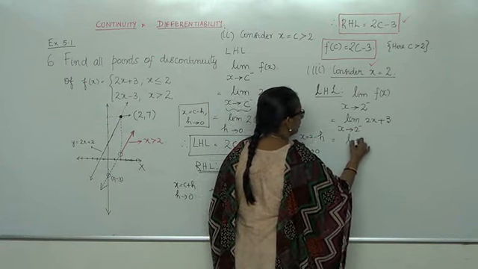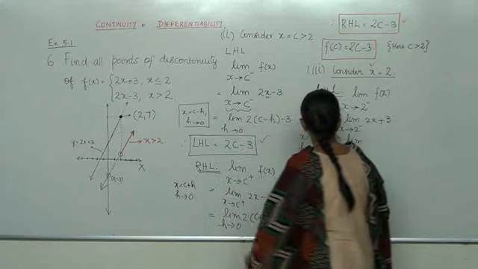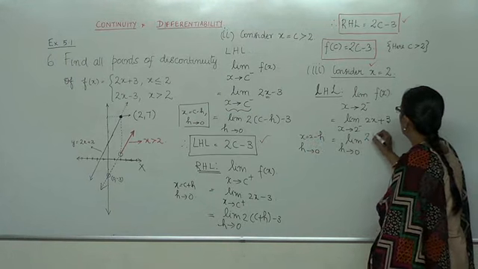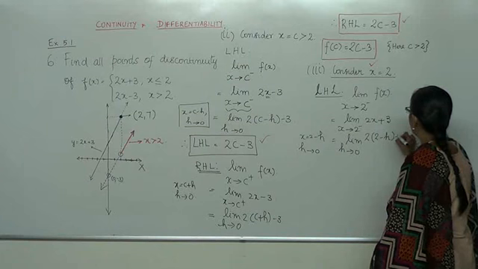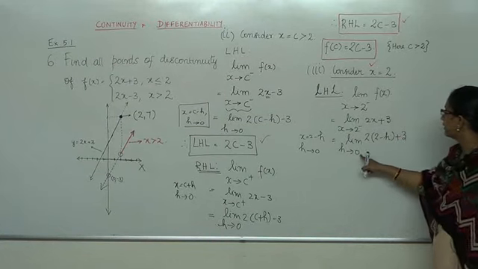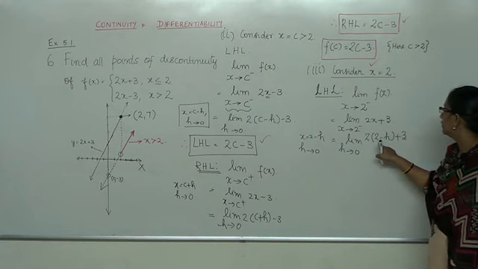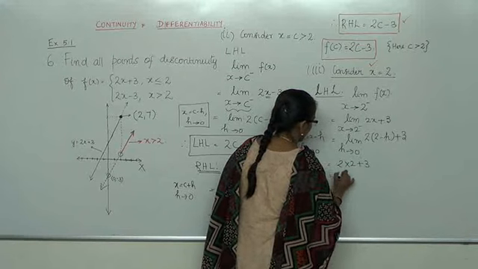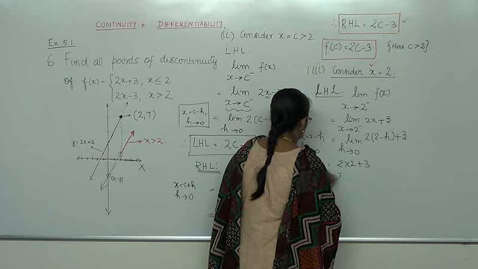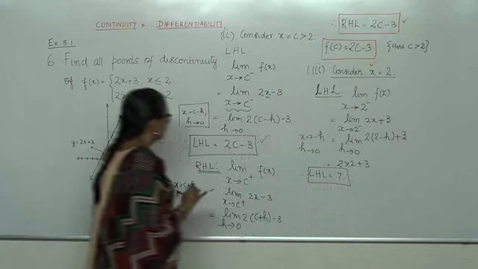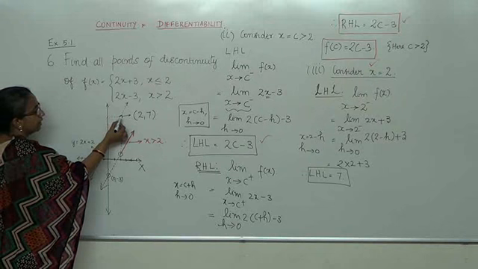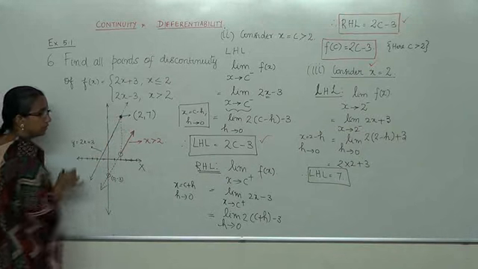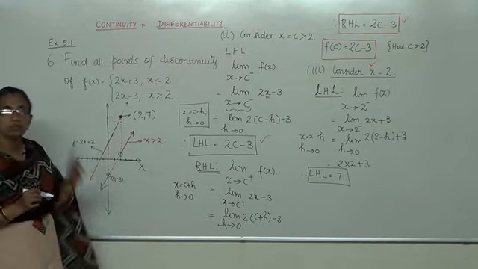So this is equal to limit h tends to 0. So now in place of x you will be substituting what? 2 minus h. So 2 into 2 minus h plus 3. Okay, so now when you substitute h is equal to 0 over here, you will be getting 2 into 2 plus 3, which is equal to 7. Therefore the LHL is equal to 7. This is what I have shown as a solid circle. At x is equal to 2, the value is equal to 7. So the left hand limit is equal to 7.